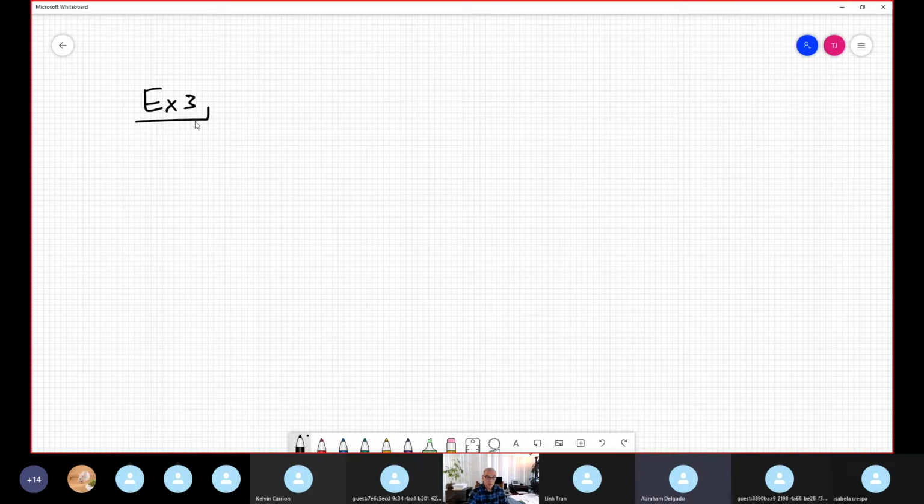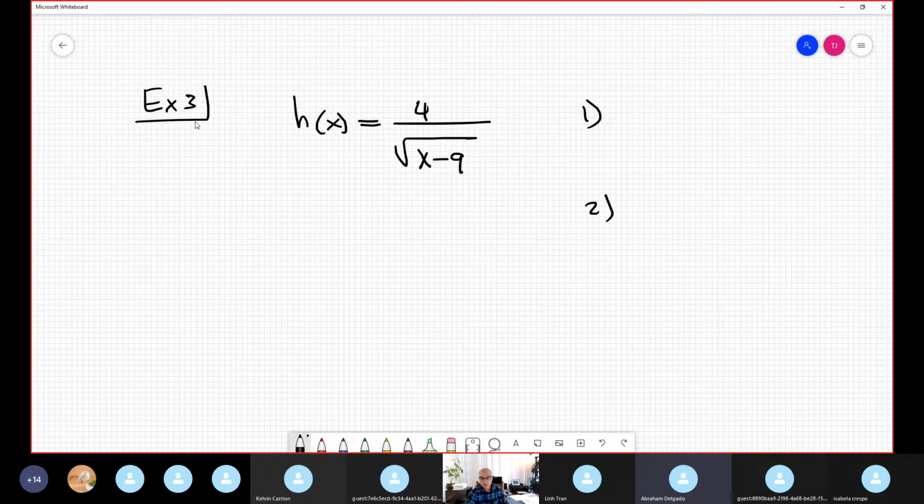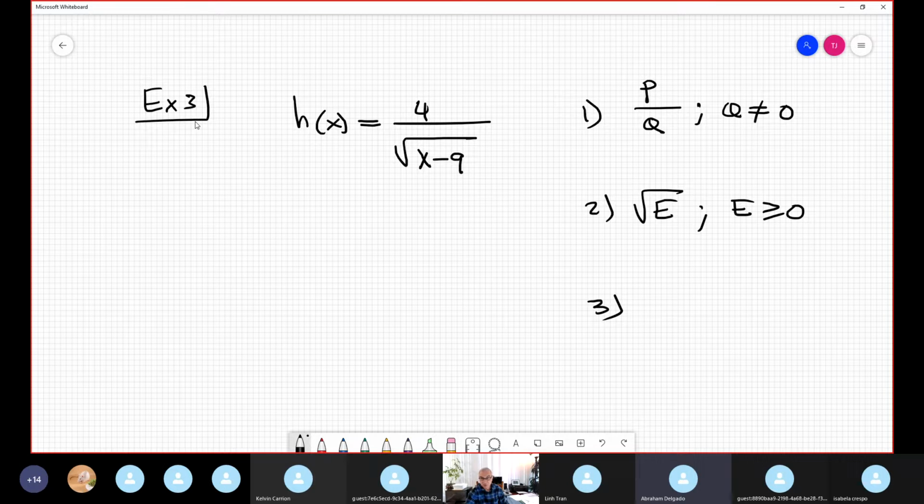Suppose h of x is equal to 4 divided by the square root of x minus 9. Okay, I copy again the restriction because I don't want to forget. Restriction 1, restriction 2, restriction 3. Restriction 3, you are right. Radical E, non-negative is positive or 0, and restriction 3 is when it's positive.